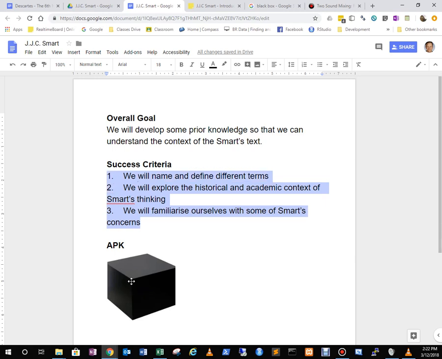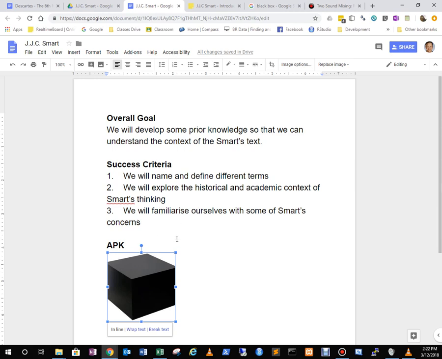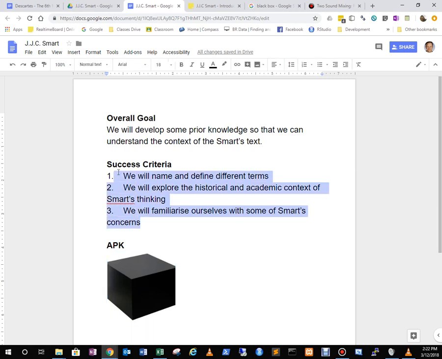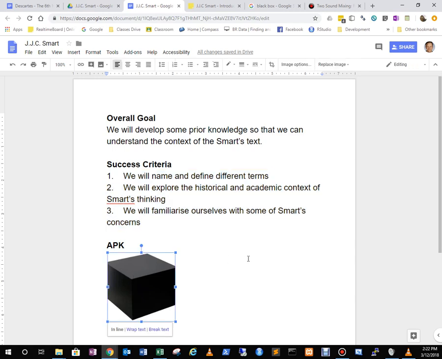And then have a look at this APK and tell me what area of psychology it represents. Oh, I forgot to say too, once you've written these down, score yourself out of 4 for each of those success criteria. Of course, then move on to your APK, have a look at this picture, and tell me what area of psychology it represents.